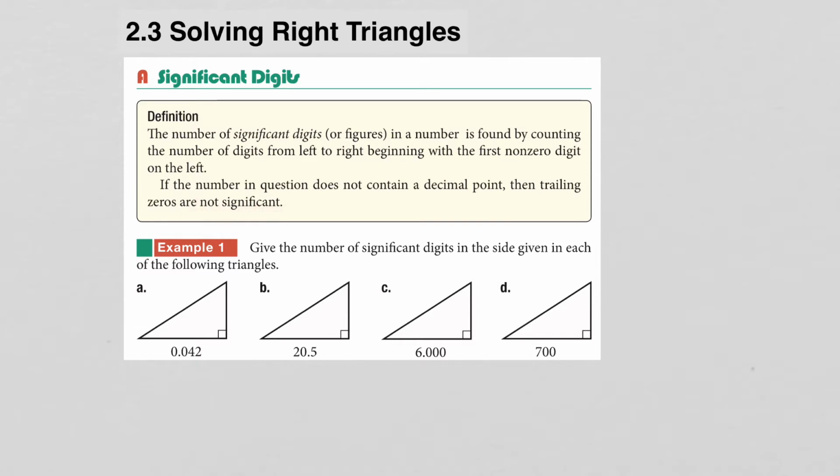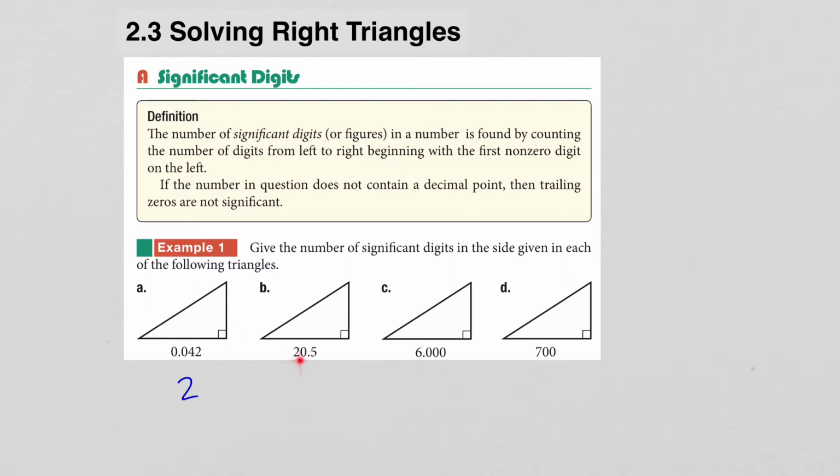So as an example here, we would like to give the number of significant digits in each of these measurements. In the first triangle, we see that this side has a measure of 0.042. According to the definition, we start counting with the first non-zero digit on the left, which is this number right here. And then we just count to the end of the number. So this number has 2 significant digits.